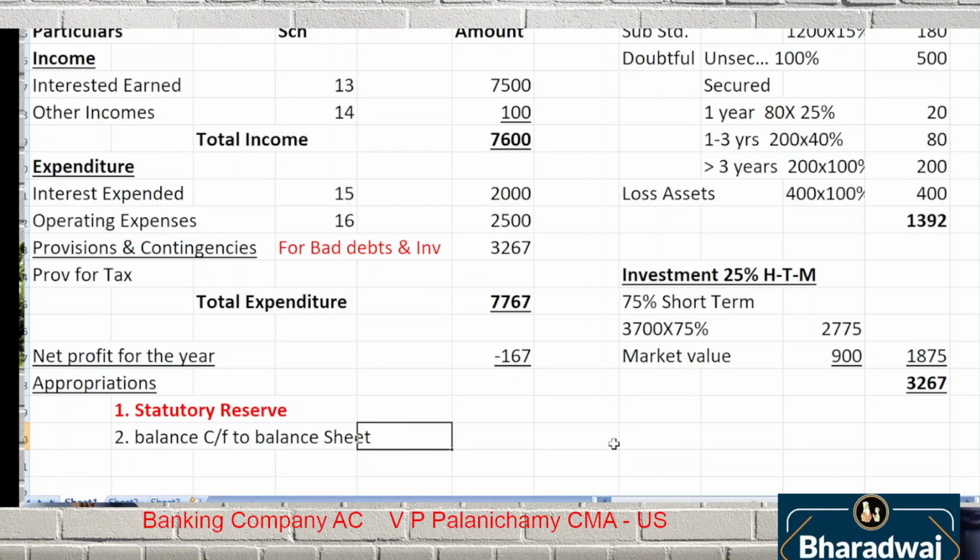1392 is other provision for bad debts. 1875 is the provision that is required for short-term investments. 3267 total provision and contingency. No tax because it's a loss. Minus 167. Pause and copy this, please.